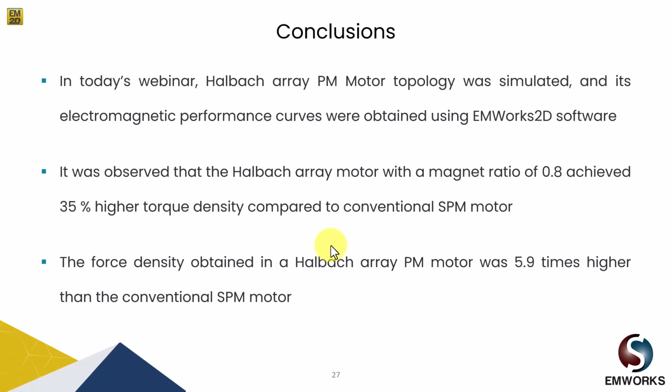So various results were demonstrated for our participants, and we can conclude from our analysis that the Halbach motor with a magnet ratio of 0.8 achieved 35% higher torque density compared to the conventional surface PM motor, but at the same time the force density was almost 5.9 times higher than the conventional surface permanent magnet motor. So this way you can simulate your Halbach array arrangement and you can obtain its performance. You can optimize the magnet ratio and get the result which is as per the requirement or the constraint of your design.